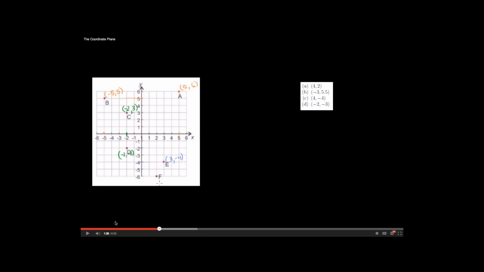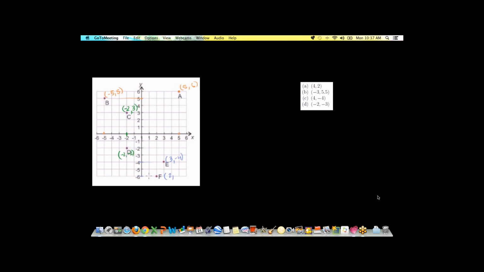And then finally F. Okay, I'm going to pause it so far. All right, so far, is this making sense how he is finding the ordered pairs for each one of these points? Go ahead, type into the chat a happy face, or you can just say yes. Yes.